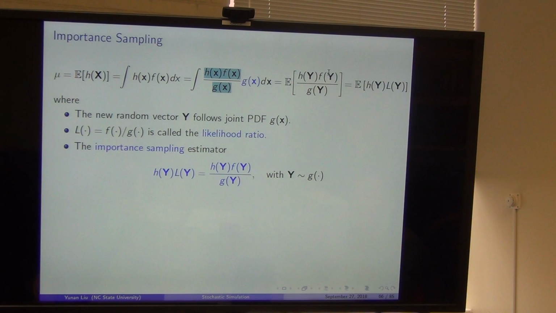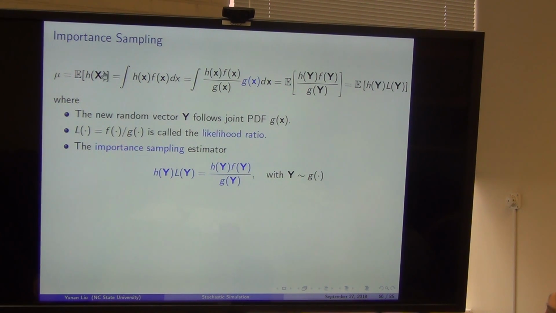And we call f over g the L function because it's the likelihood ratio. Likelihood is the density, so it's the density ratio: the density of f divided by the density of g. So we give it a new name, L. This new random variable follows the distribution g, and L is called the likelihood ratio.